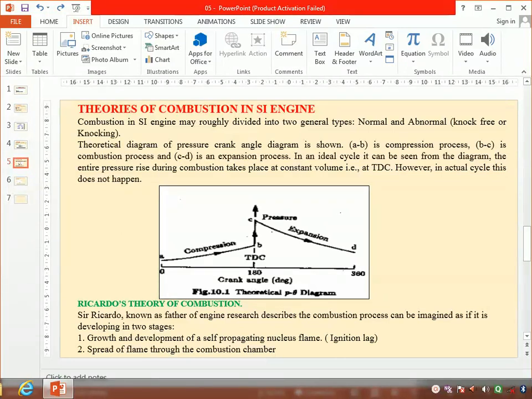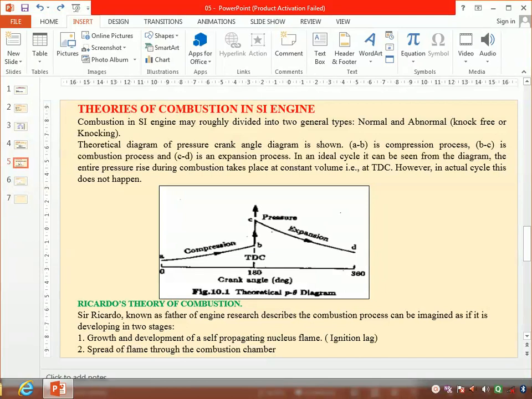This combustion is instantaneous, we are considering that the combustion is instantaneous and the whole pressure rise is at TDC, but in actual it is not possible, it does not happen. So according to Ricardo's theory of combustion, Sir Ricardo, known as the father of engine research, he imagined the development of flame in two stages inside the combustion chamber.